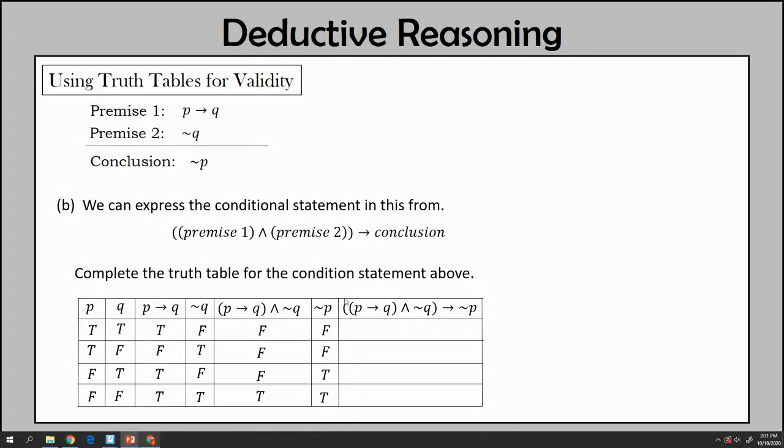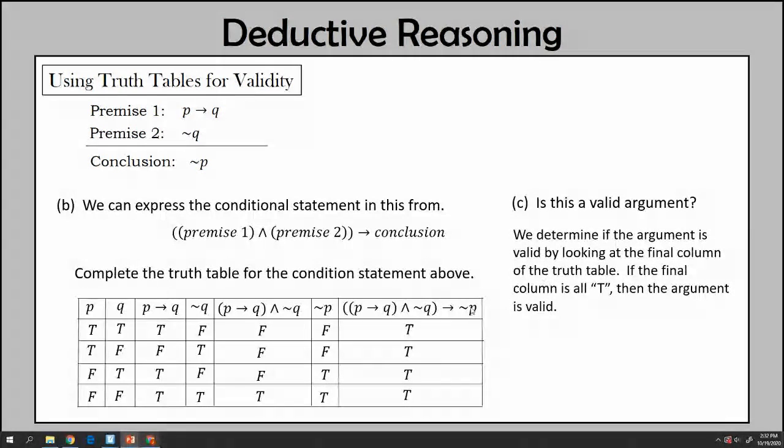Now I want to do this column implies this column. So if false, then false is true. If false, then false, true. If false, then true, true. If true, then true is true. So my final column here shows me that I have all trues. So that means it's a valid argument. You're going to be asked to set up and work through this today, but the program does a pretty good job of bringing you through it so that it's not too bad to deal with.